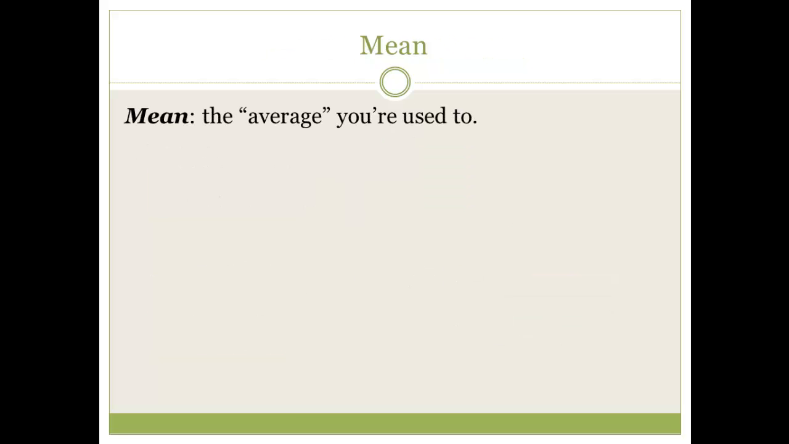Let's get into some central tendency measurements. The mean is the same thing as the average that you're used to finding. You simply add up all the numbers and then divide by the amount of numbers.